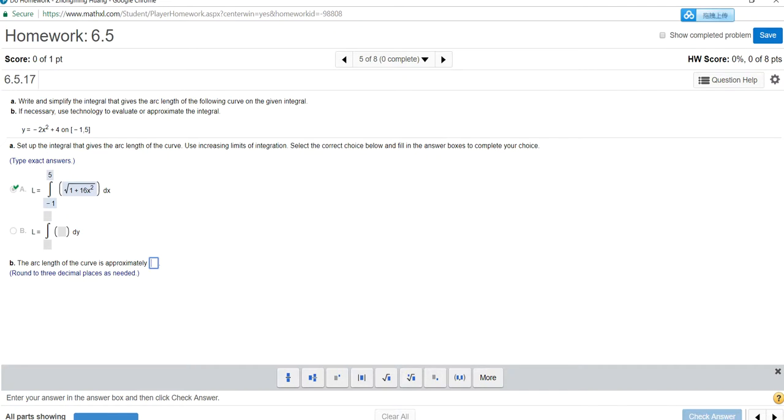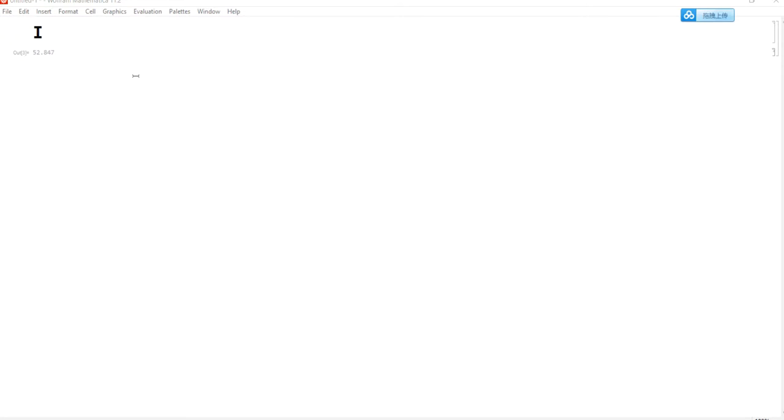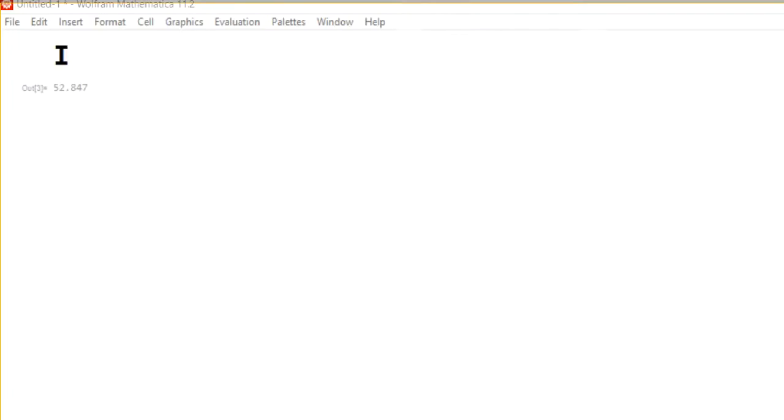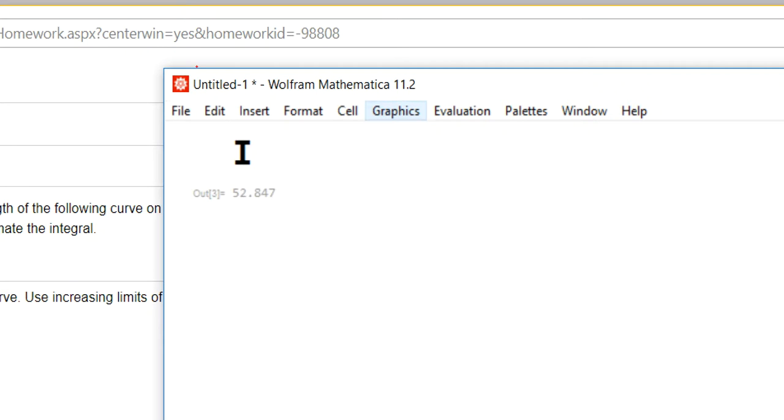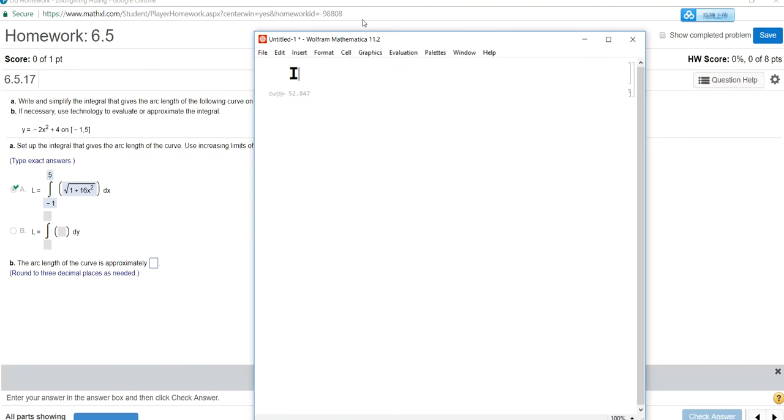Let me bring up the Mathematica. So this is the Mathematica. If you look for, let me move it down here. So in the computer lab, look for this logo. This logo is the Wolfram Mathematica. The syntax is Integrate. What do you integrate? You integrate the square root of 1 plus 16x squared, right? Which is the same as 1 plus 16x squared raised to power 1/2. Okay, so that will work.